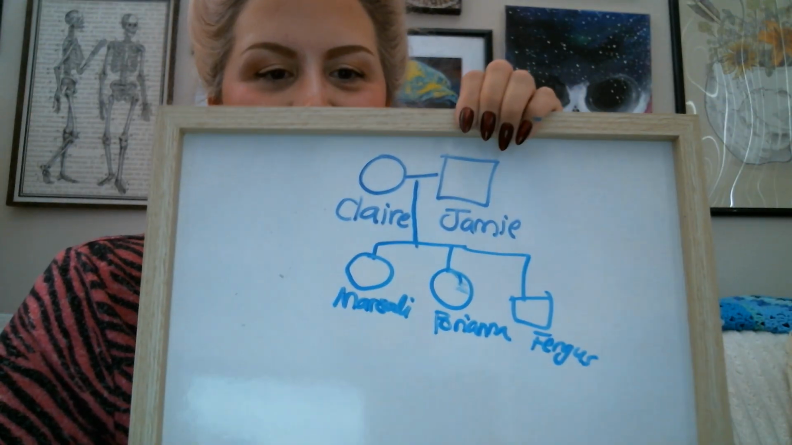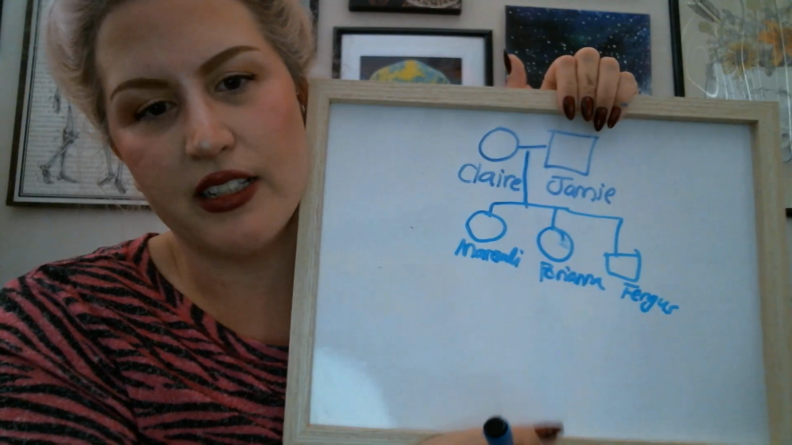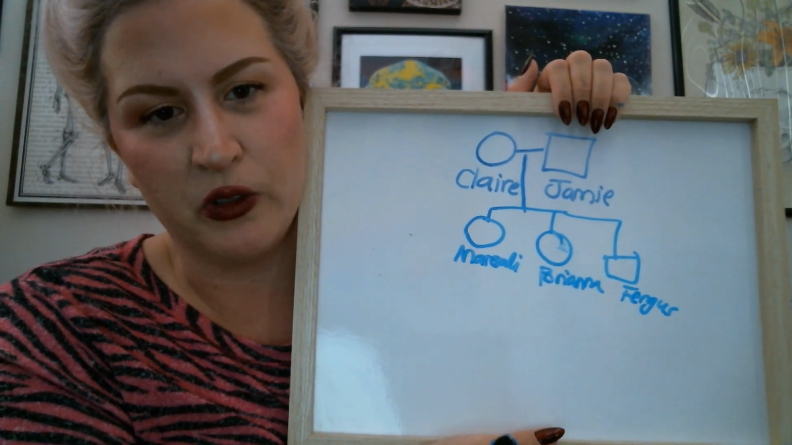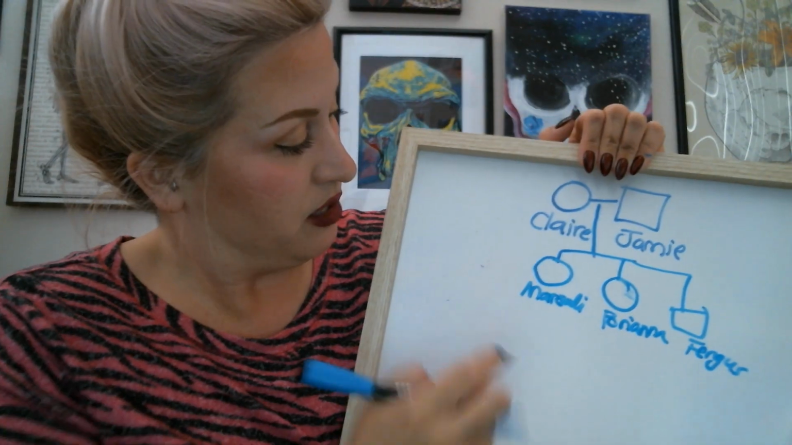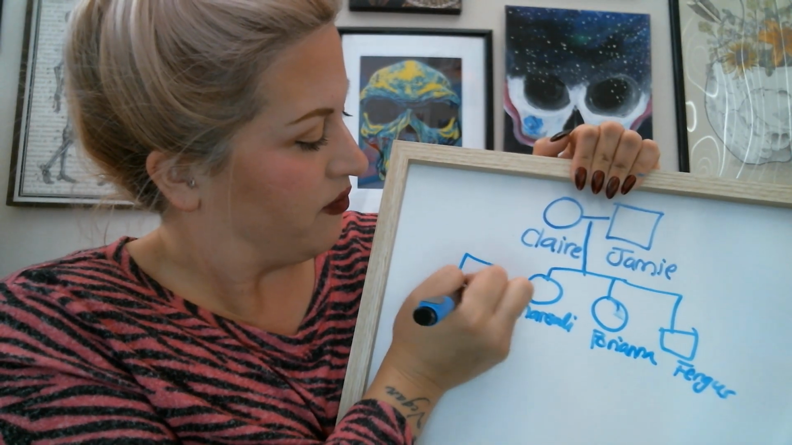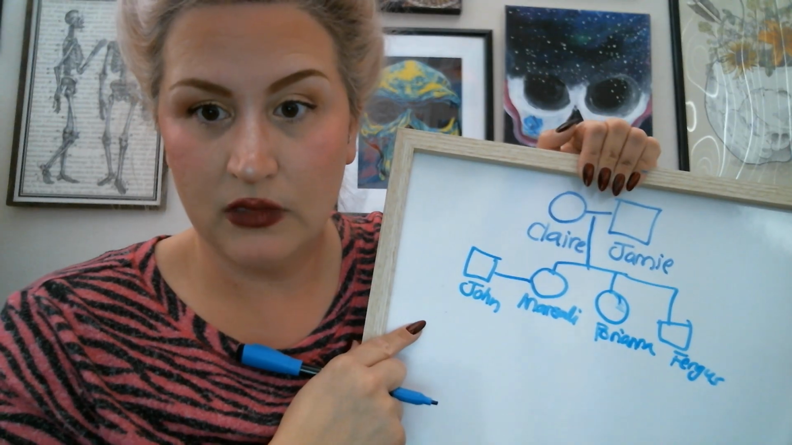Hold on. Sorry about that. It's fine, right? You guys can figure it out. Fergus is super low and crooked, that's fine. Okay. Marcelly has 1 child with John. Okay, so Marcelly and John.